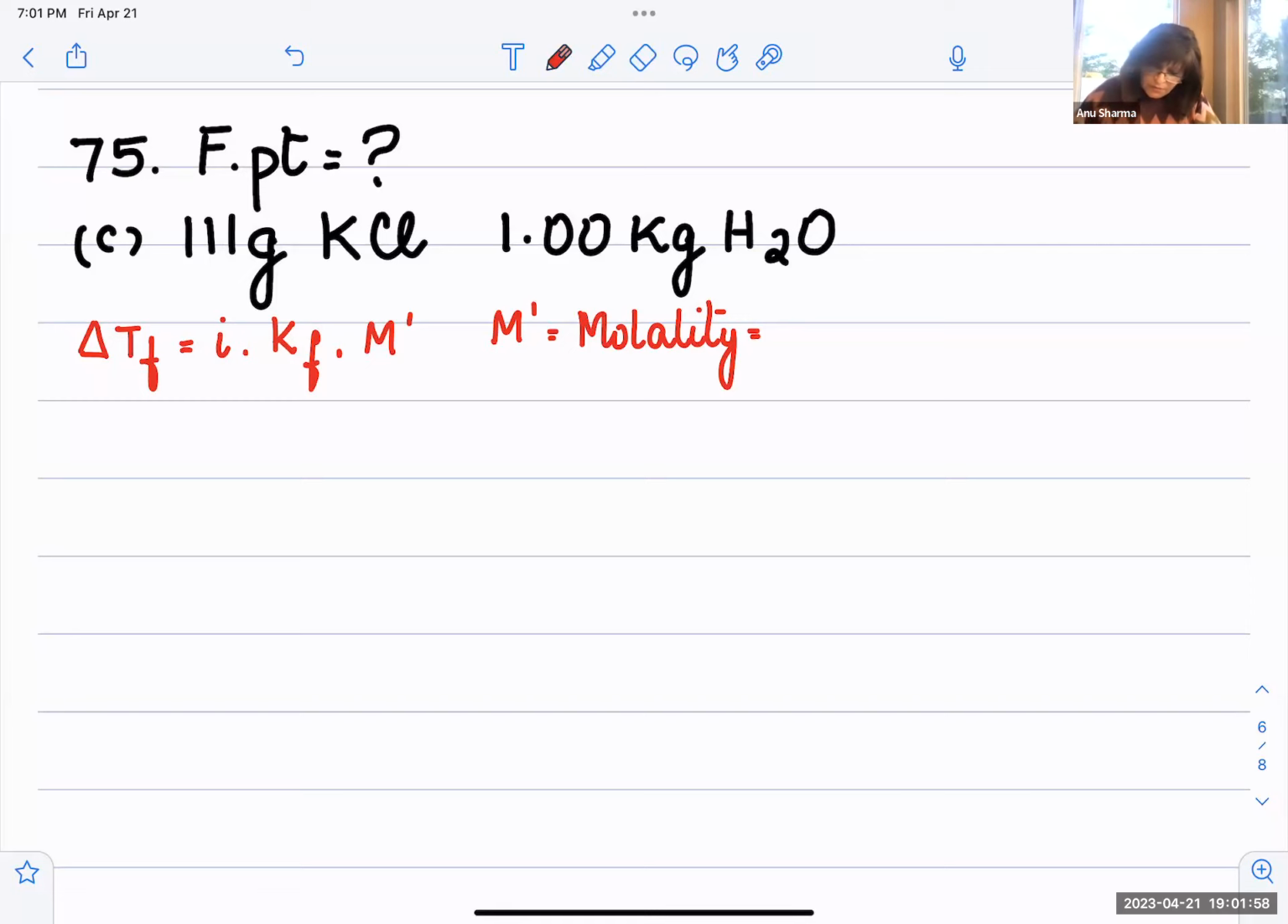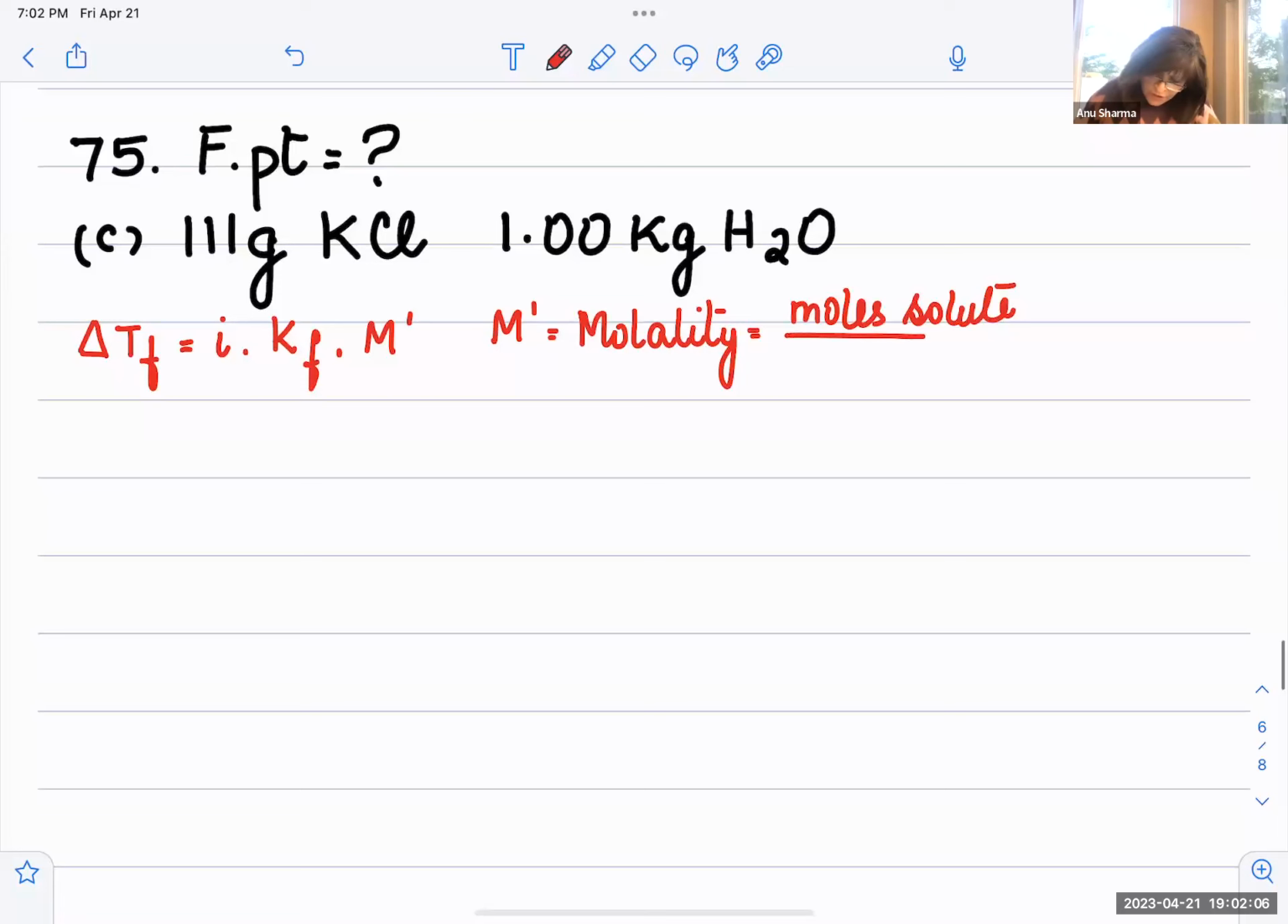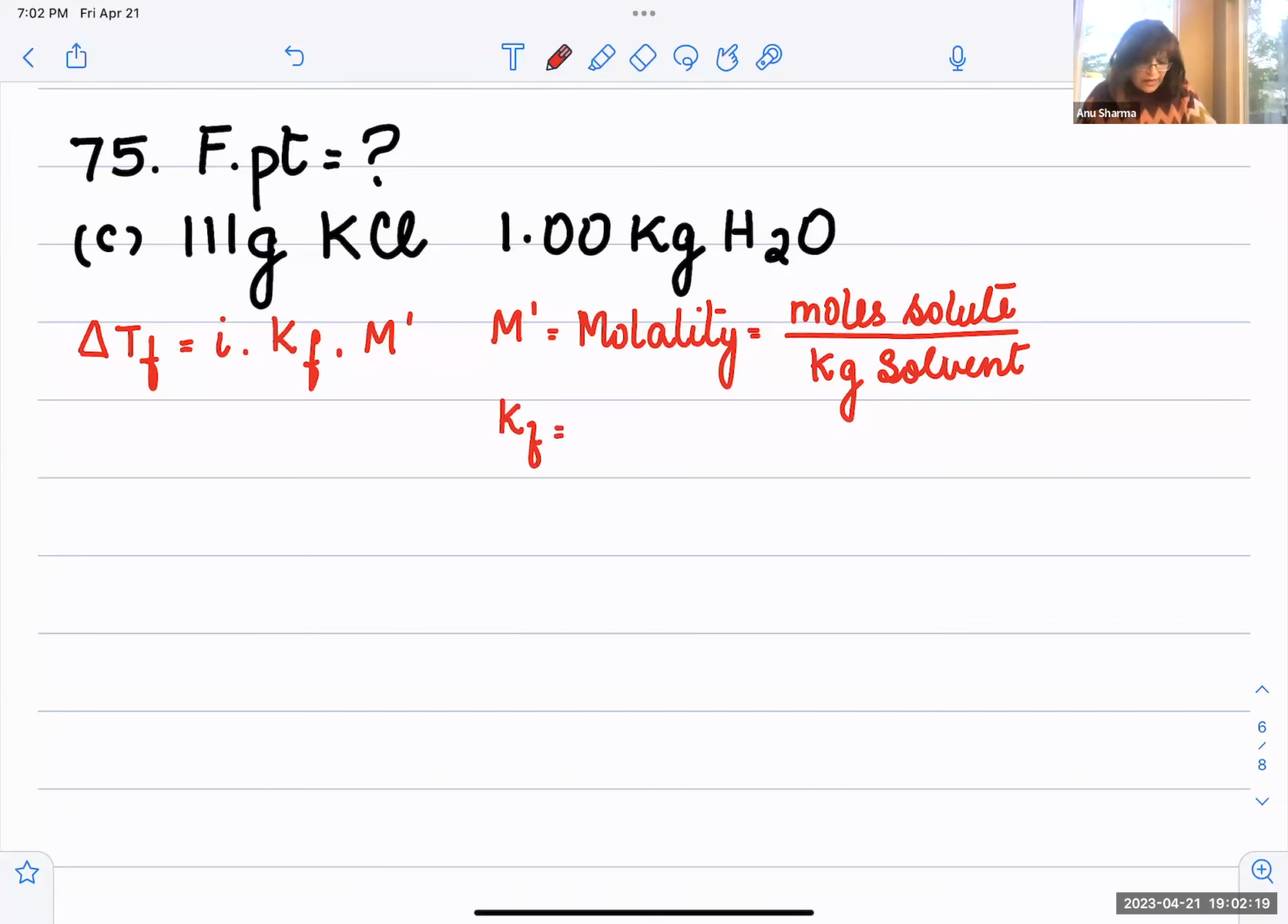So let me write this down here. Moles of the solute, and in this case it is the KCl, over whatever kilograms are given to you, kilograms of the solvent. So this is the scenario with the molality. Okay, that's one piece. Next, the K_F value is already known and will be given to you, and that is negative 1.86 degrees Celsius kilograms per mole.